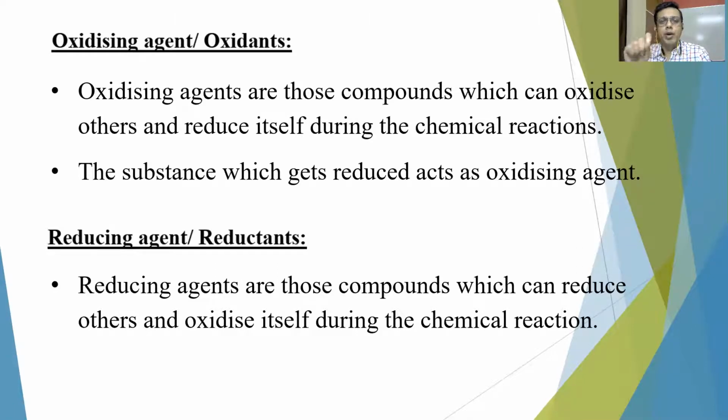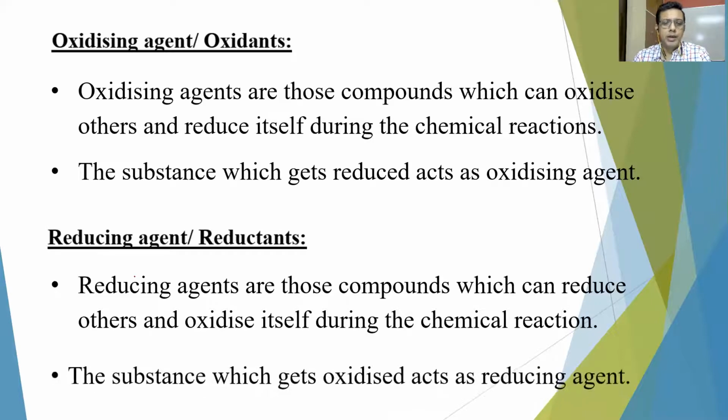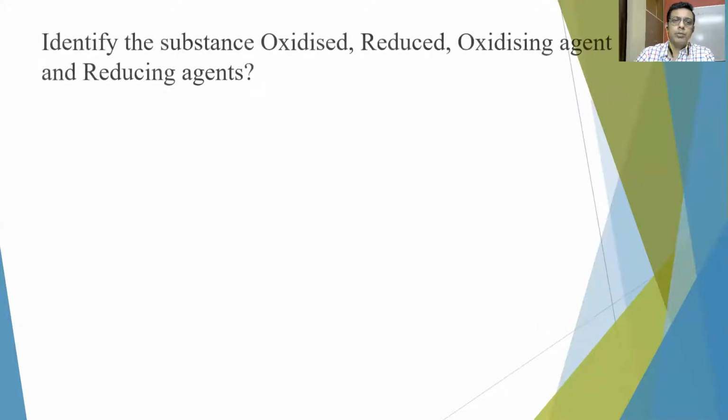So one atom cannot give oxygen until and unless there is another atom to take. So the one that takes helps the other one to give, and the one that gives helps the other one to take. So we can define reducing agent as the substance which helps in reduction, and the substance which gets oxidized acts as reducing agent in a redox reaction.